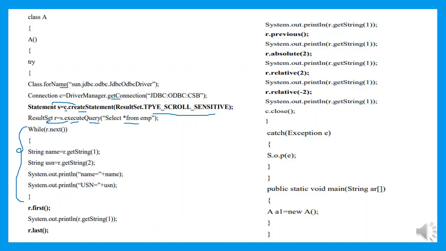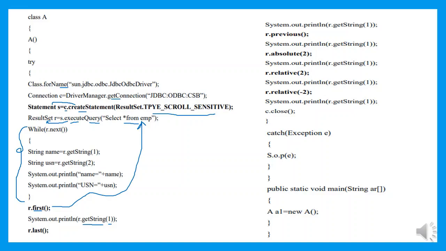Now I want to execute different methods which are available in the result set interface. The first method is going to always point to the first row of the table employee. Now I want to retrieve the name, which is the first attribute in the table. So I will make use of getString, and I am passing the column index as 1, so that I will get the first row's name, the person name.